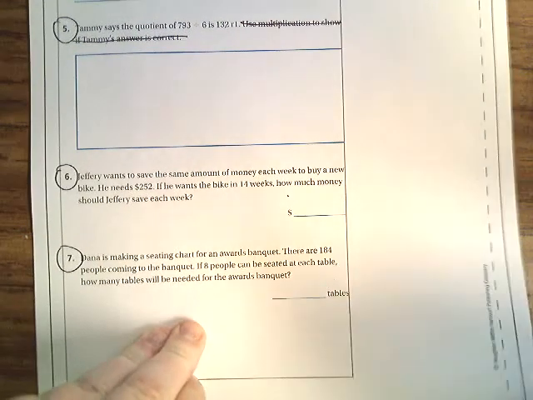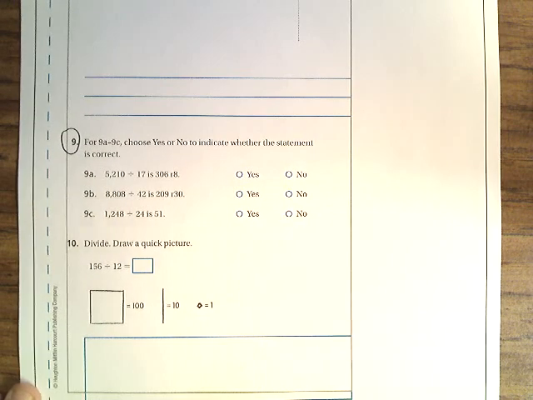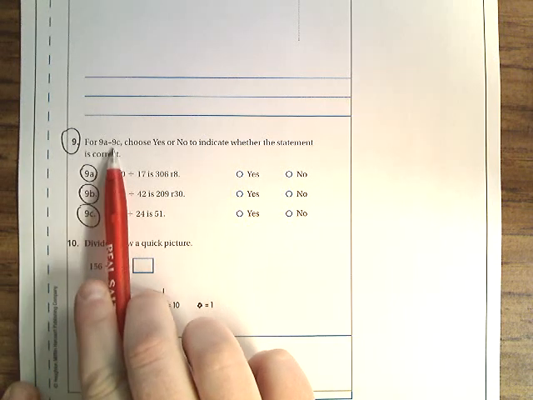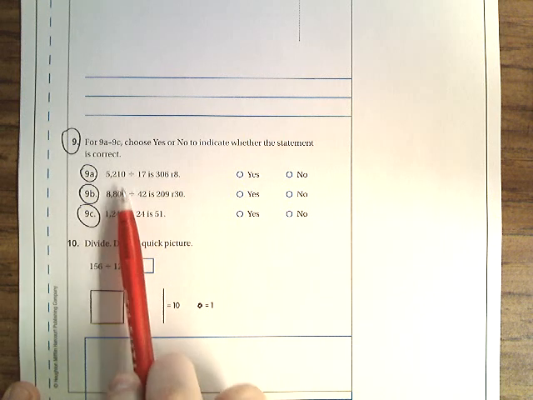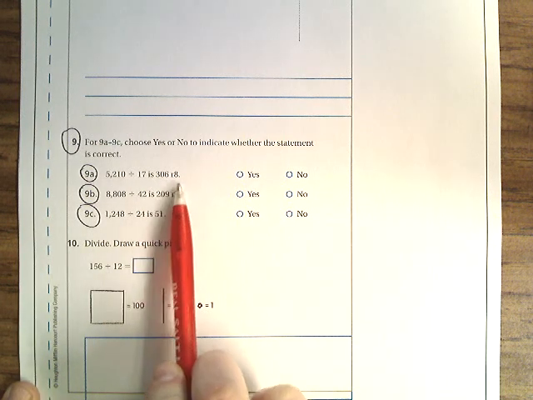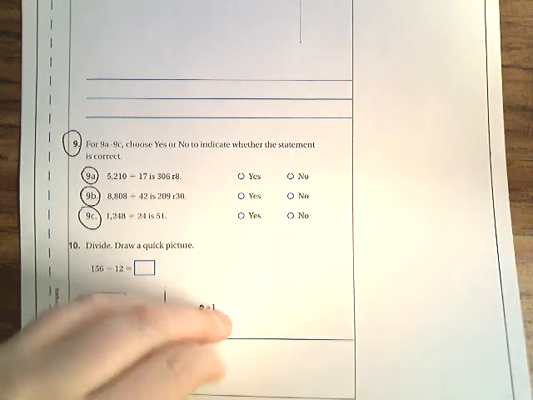Then you're going to go to page number 145, and you are going to be doing number 9. Okay, that's all parts of number 9. So you're going to do 9A, 9B, and 9C. It says for 9A through 9C, choose yes or no to indicate whether the statement is correct. So you're going to be solving these division problems to see if these answers that they give you are correct. If it is correct, you'll fill in the circle for yes. If it is not correct, you'll fill in the circle for no. Okay, so number 9. Then you're going to go to page 146, and you are going to be doing number 11.